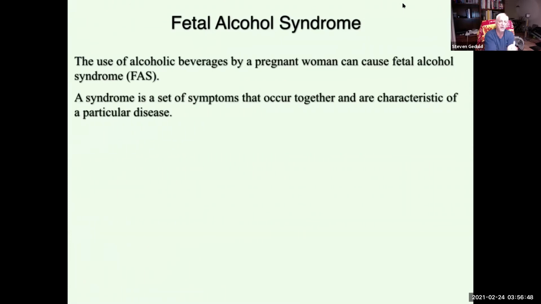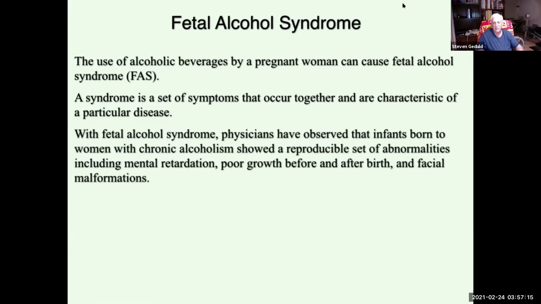All right. We have something called fetal alcohol syndrome, which a lot of people did not know about in the past. But fetal alcohol syndrome is the use of alcohol beverages by pregnant women that can cause fetal alcohol syndrome, FAS. A syndrome, any kind of syndrome, is a set of symptoms that occur and are characteristic of a particular disease. Like Down syndrome has specific facial features, different other types of mental abilities, things like that. Any kind of syndrome is a set of symptoms that all are characteristic of that disease. And they differ from person to person.